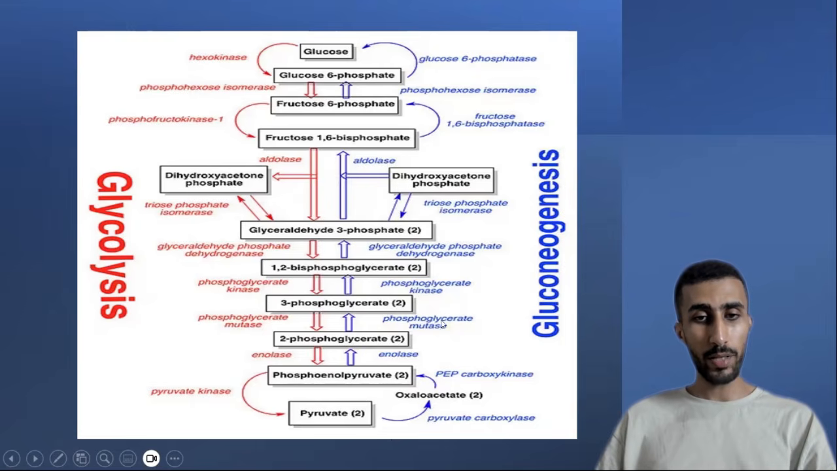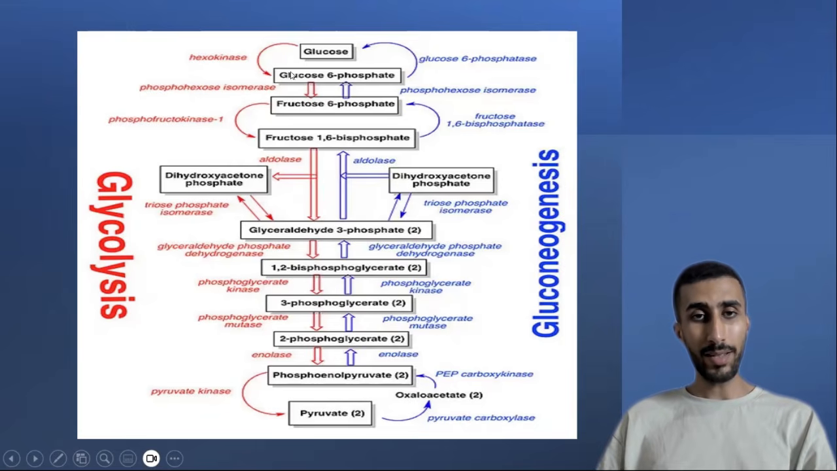So enolase, phosphoglycerate mutase, phosphoglycerate kinase, glyceraldehyde phosphate dehydrogenase, and eventually we reach fructose 1,6-bisphosphate. At this step we need another enzyme, which is fructose bisphosphatase. Remember, in glycolysis we needed kinase enzymes to add a phosphate group. Here we need phosphatase enzymes to remove the phosphate group. This enzyme is called fructose 1,6-bisphosphatase, and it breaks fructose 1,6-bisphosphate into fructose 6-phosphate. So it removes the phosphate group, and then isomerase converts fructose into glucose.